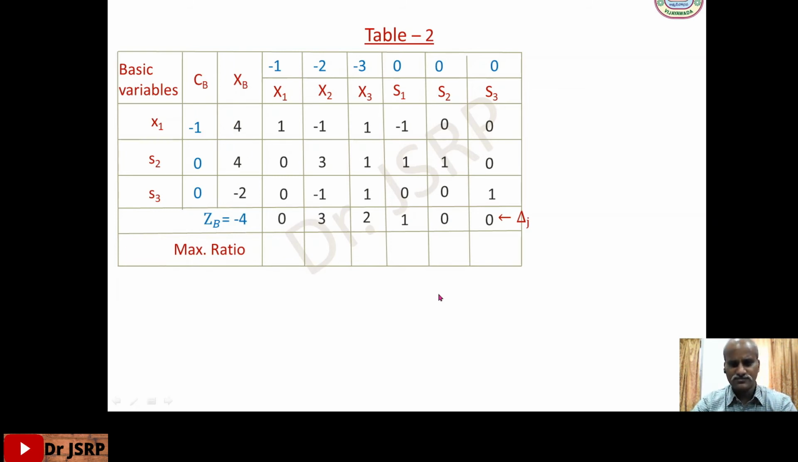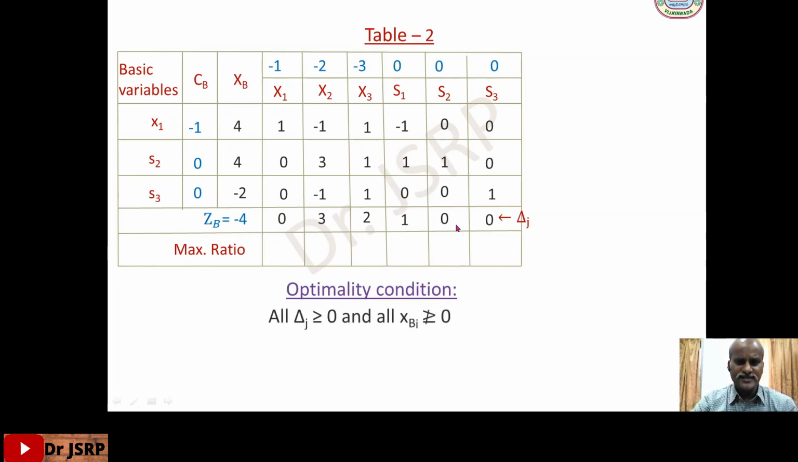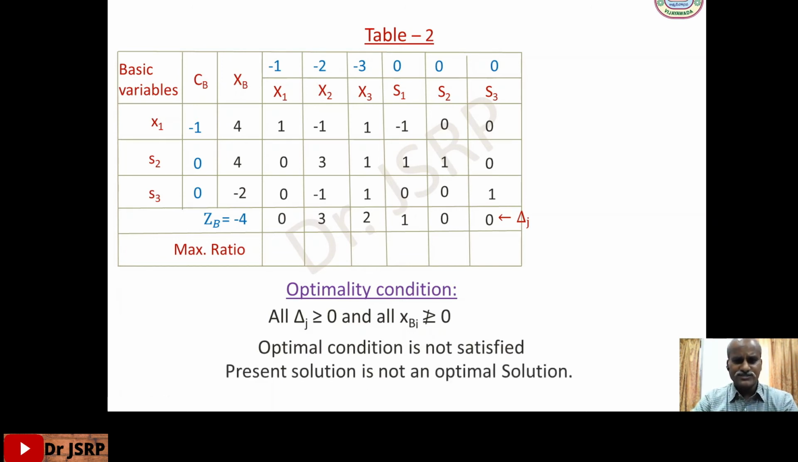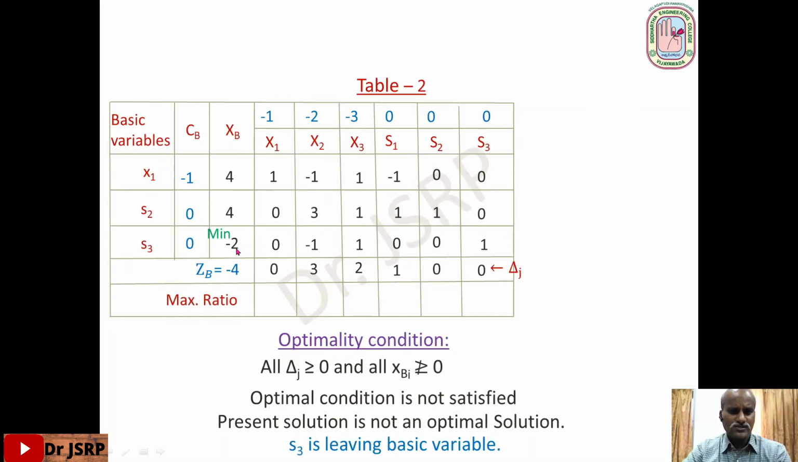That is minus 4. Now verify the optimality condition. All delta J are greater than or equal to 0, but not all XBi are greater than or equal to 0. One of the values is negative, so the optimality condition is not satisfied. The present solution is not an optimal solution. Again, we have to improve the solution. We have only one negative value, so itself it is the minimum value, and the corresponding variable is S3. S3 is the leaving basic variable.